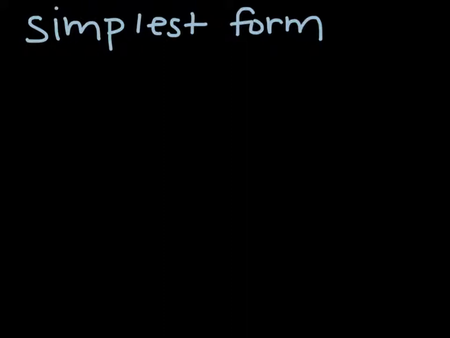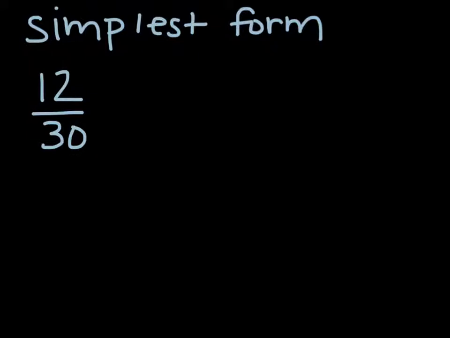Now let's talk about simplest form. A fraction is in simplest form when its numerator and its denominator are relatively prime. To write a fraction in simplest form, divide the numerator and the denominator by their greatest common factor. For example, 12/30. 12 and 30 share a common factor other than 1, so they are not relatively prime. We can simplify this fraction.